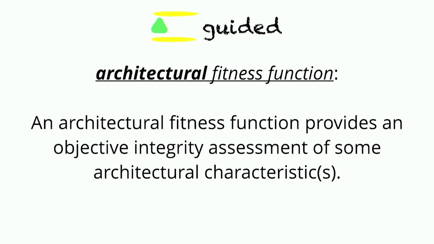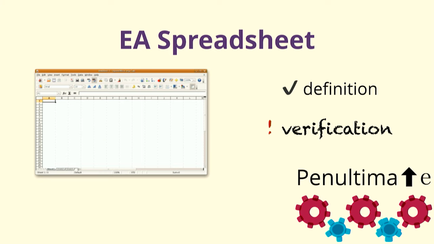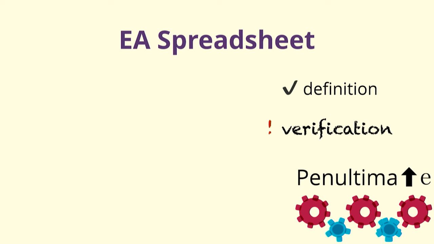It's really anything that you can use to verify some characteristic of your architecture. This is the answer to the question I posed earlier. Rather than capturing all these characteristics in a spreadsheet somewhere, if instead you had captured them as fitness functions, you have not only the definition of those characteristics, but also a way to verify to see if they're still true or not. I'll show you lots of examples of these things in just a second, but I want to finish my definition first. So that's the guided part of our definition.